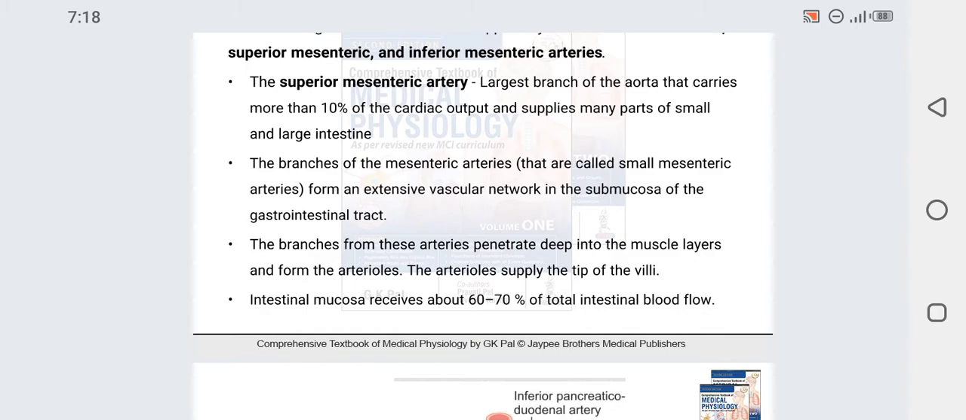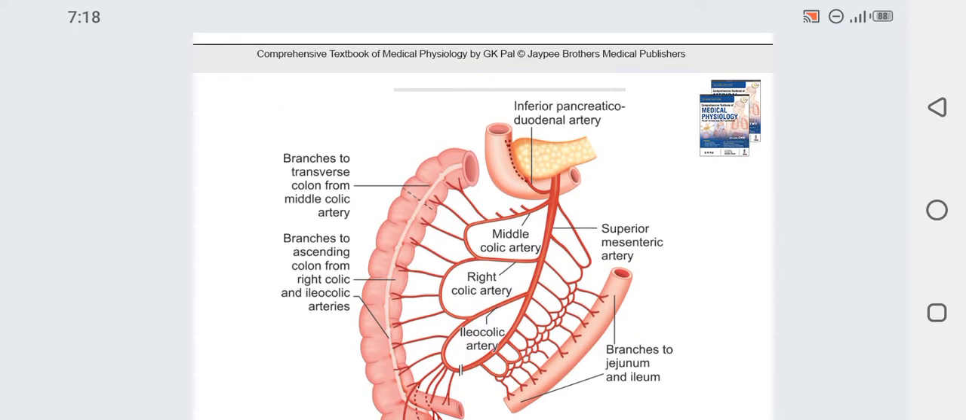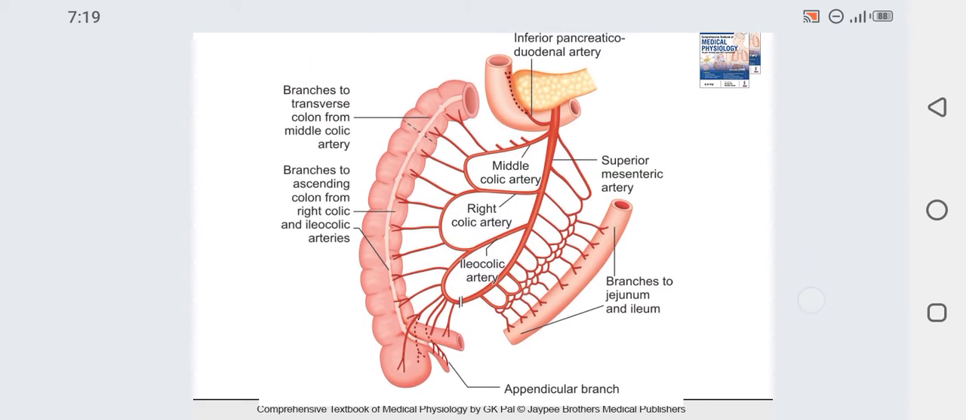The branches of this artery form an extensive vascular network in the submucosa of the GI tract, and branches from these arteries penetrate deep into the muscular layer and form arterioles, and the arterioles supply the tip of the villi. The intestinal mucosa receives about 60 to 70% of the total intestinal blood flow. This picture shows the blood supply of the gut by the superior mesenteric artery. You can see here the different branches of this artery supplying different parts of the GI tract.